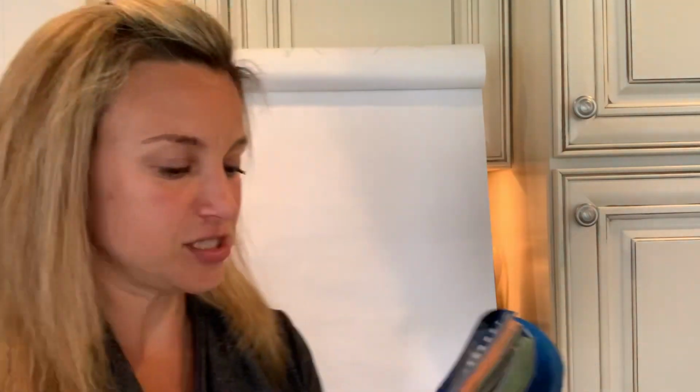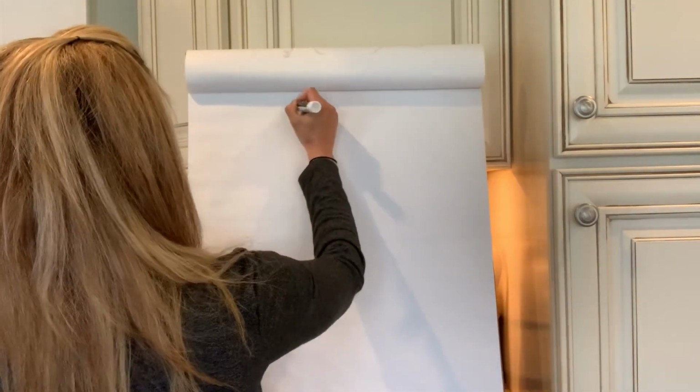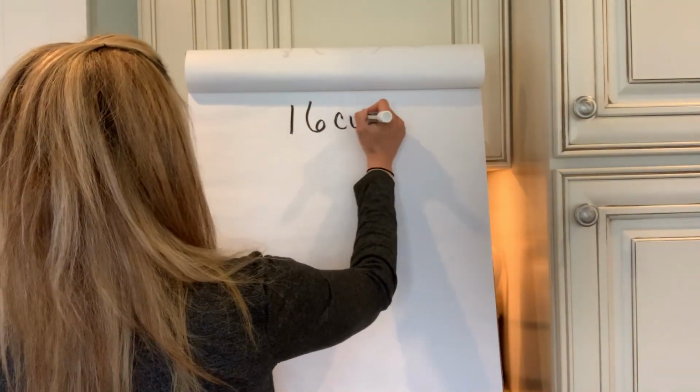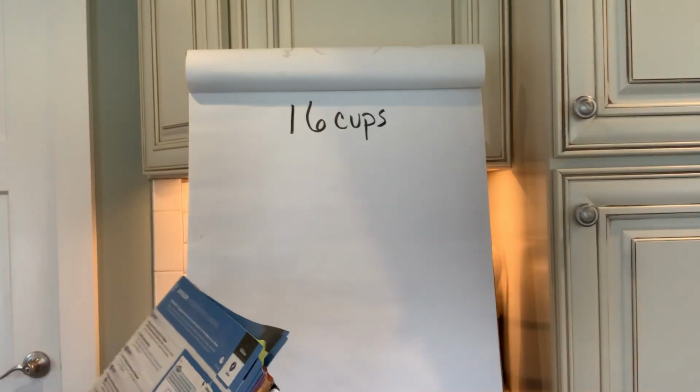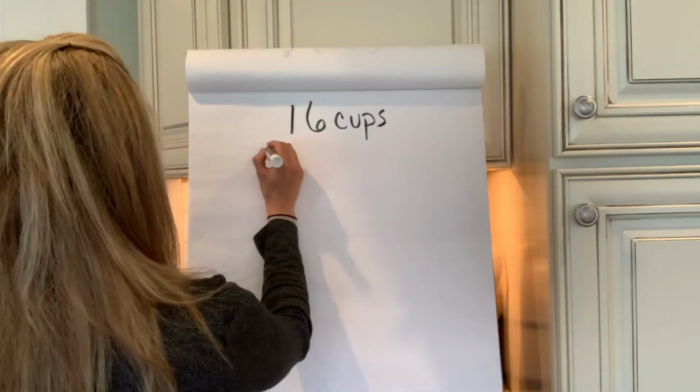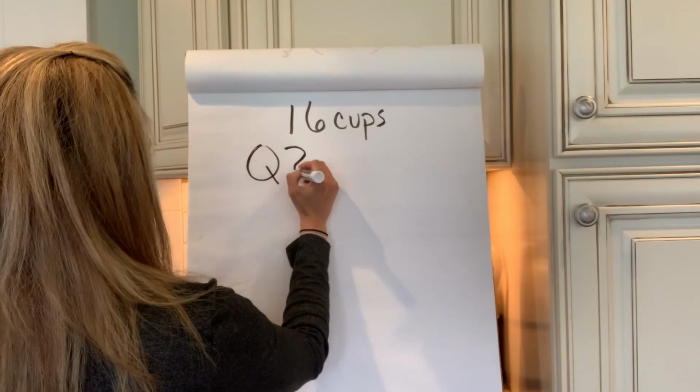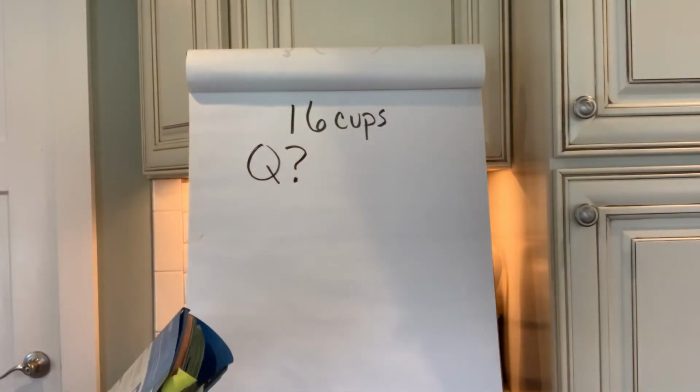So let's start with a question. I'm actually using your math book, and it says right here, a recipe makes 16 cups of soup. I'm sure your parents or yourselves have cooked before. How many quarts does the recipe make? So we're starting off, we know that there are 16 cups. That's what we have. But we want to know how many quarts. So we're looking for quarts.